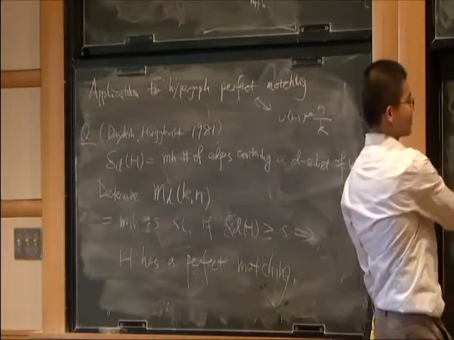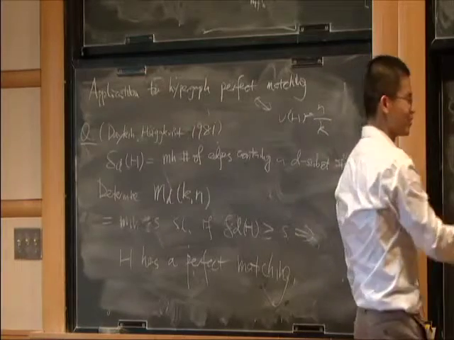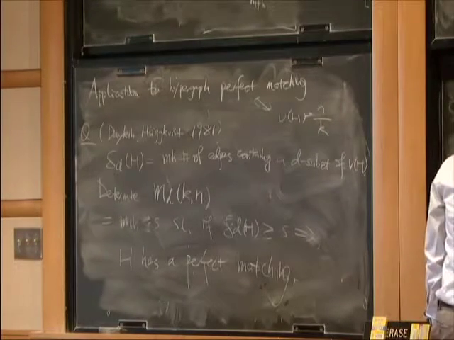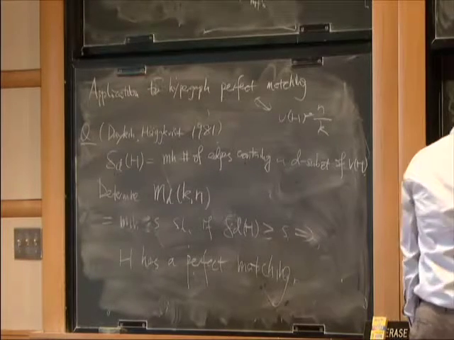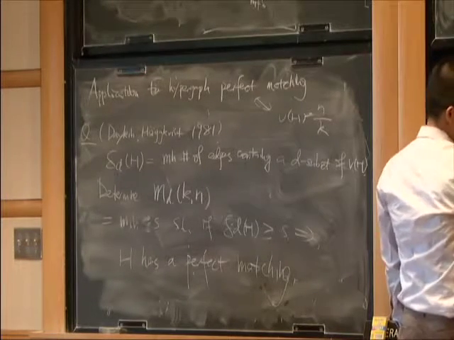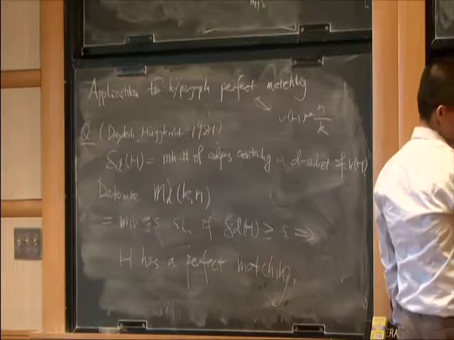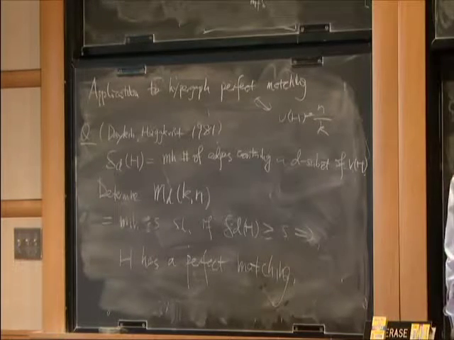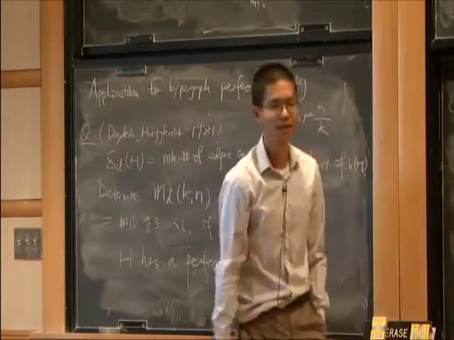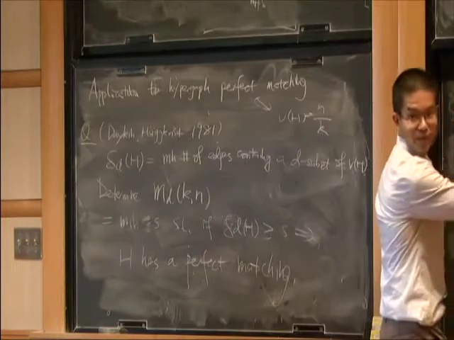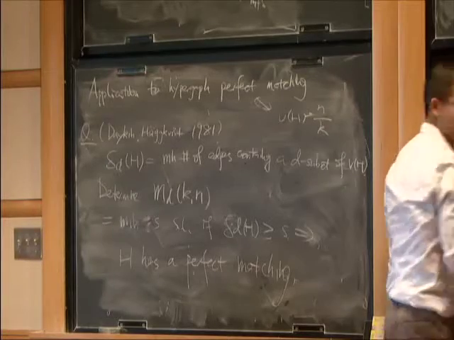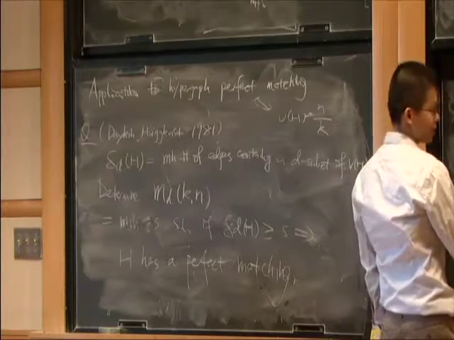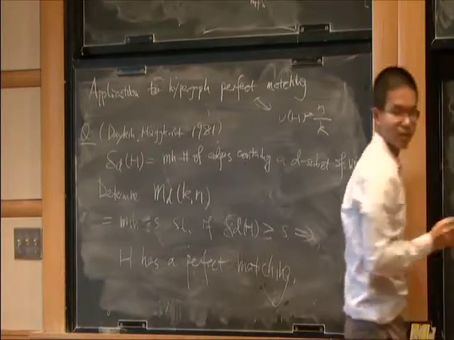And in order to show the other direction, we just take a complete bipartite graph with two parts almost equal but slightly different. So with one part, for example, of size n over 2 minus 1, the other part n over 2 plus 1. Now we can see there's no perfect matching because these two parts are not equal. And if you look at the degree, the minimum degree is n over 2 minus 1.